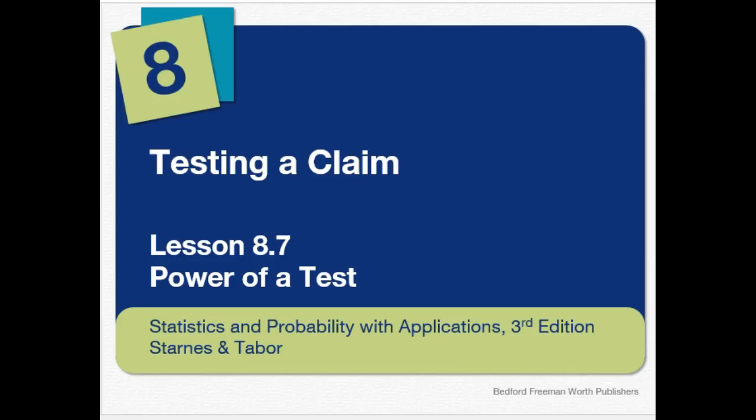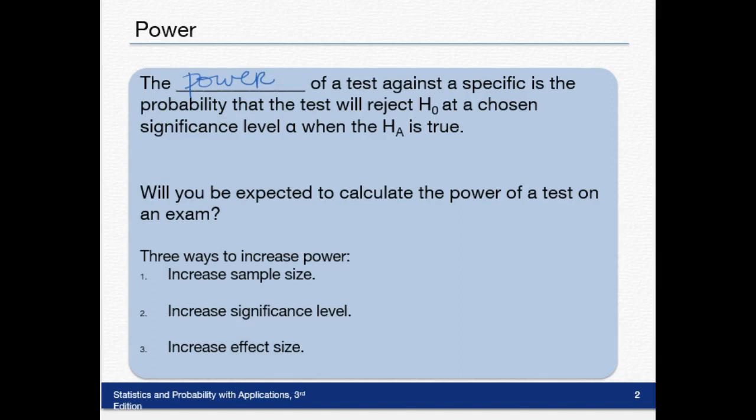All right, in 8.7, we're going to be talking about something called the power of a test, the power of a hypothesis. The power of a test is the probability that the test will reject the null at a chosen significance level alpha when the alternative is true. So, in layman's terms, what does that mean?